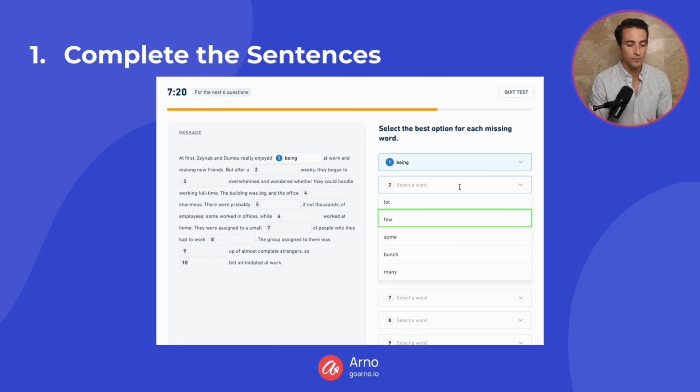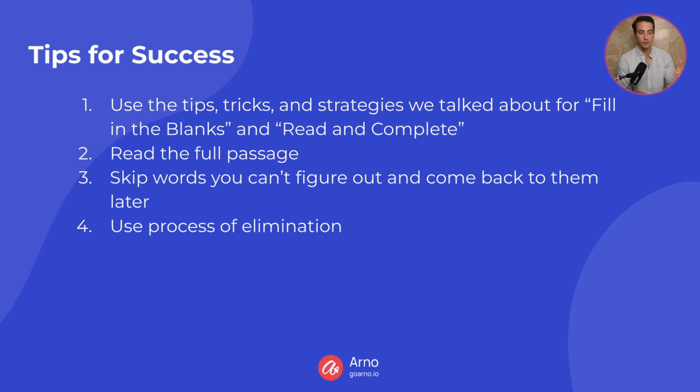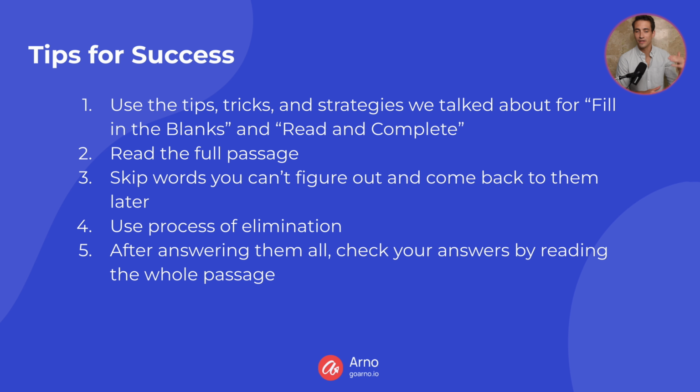So if we continue to answer the complete the sentences questions like this, eventually we will have filled in all of the blanks. There won't always be 10 blanks like you see in this example. There will often be fewer, but you'll have somewhere around 7 to 10. Once you fill in all of the blanks, then you should check your answers by reading the entire passage. Basically, proofreading to make sure that all of your answers make sense within the larger passage, okay?